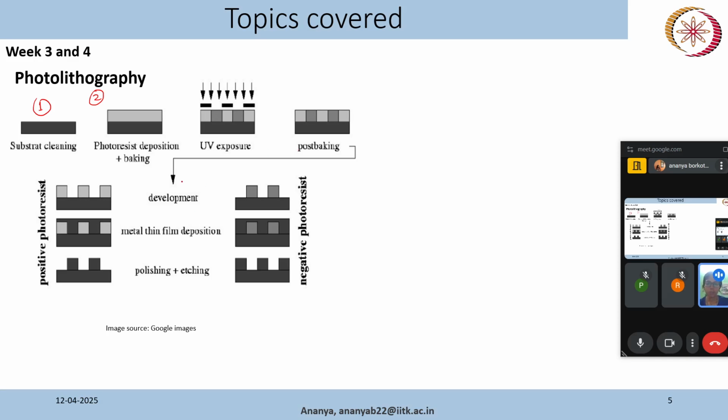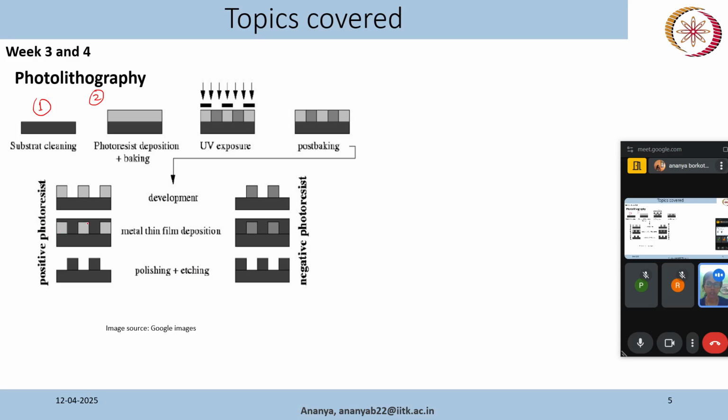So after development, what will happen? We know that there is one positive photoresist and another is negative photoresist. In case of positive photoresist, the exposed portion will become soft and will dissolve in developer solution, and in case of negative photoresist, the exposed portion will become hard. Okay, and after that we can do metal deposition, as you can see here, and that metal deposition will be uniform. And what we can do after that, we can go for polishing plus etching.